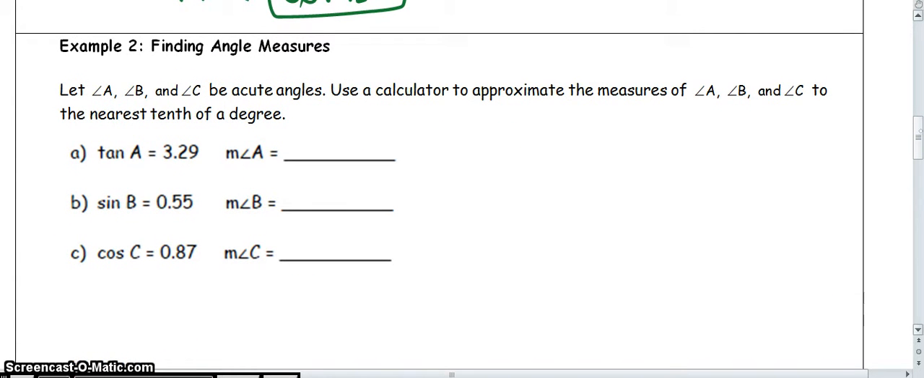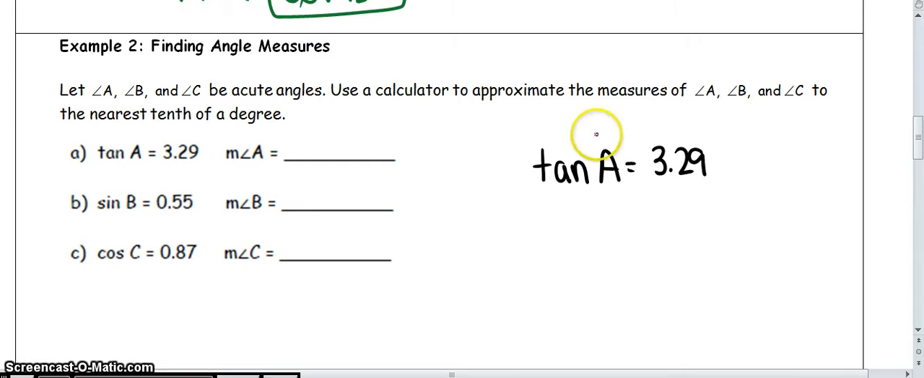Or I don't have to give you a picture. I can just give you an equation and you should understand that trig ratios will solve that equation. So for example, if I give you this, a little bit different, but same idea. You have tangent of A is 3.29.